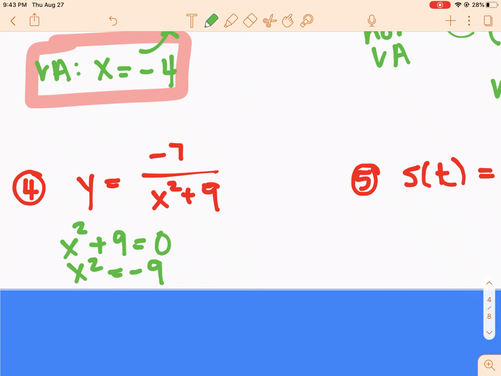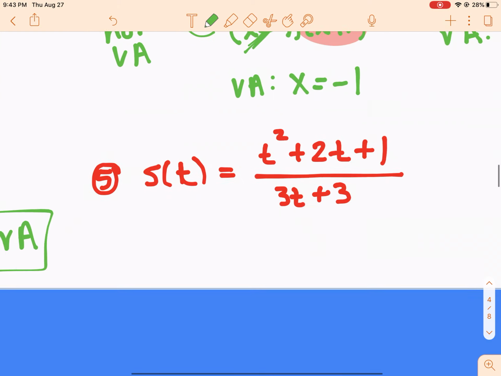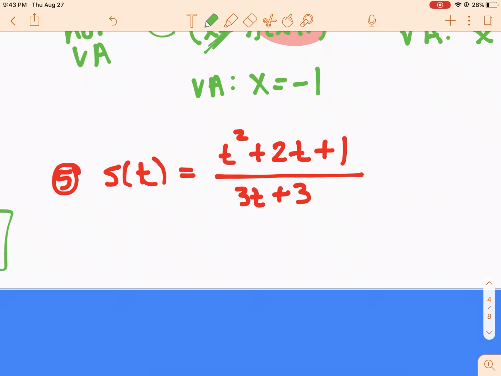However, those are not locations on our coordinate plane. Like, where would you put negative 3i on the coordinate plane? So if you can't graph it on a coordinate plane, then it's not a location of an asymptote. So in this case, there are no vertical asymptotes at all because we don't get any real values of x. We get imaginary ones.